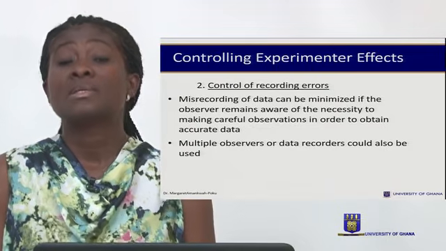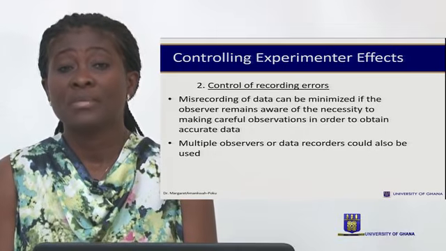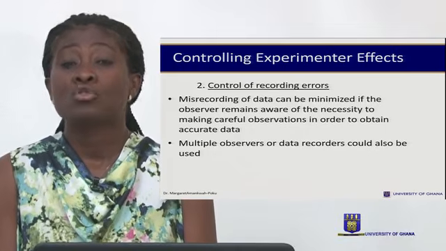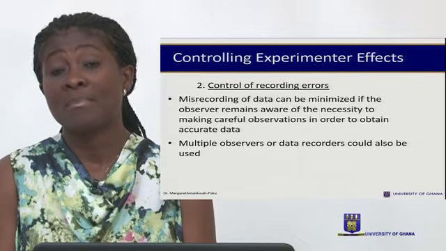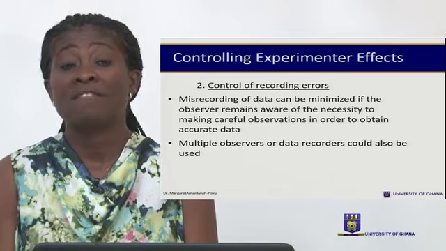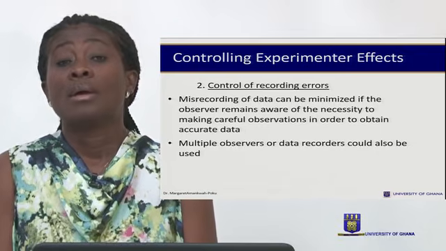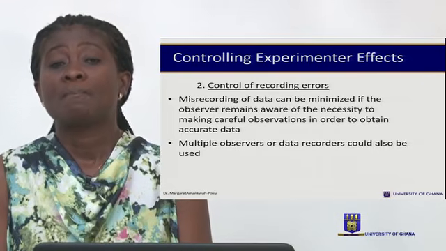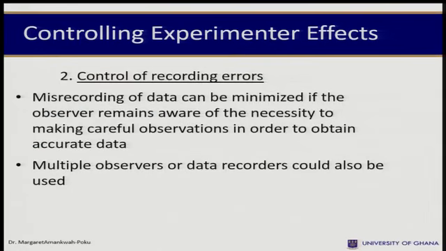Sometimes the recordings that the experimenters make may have errors in them. And of course, if there are errors in the recordings that are made of the dependent variable, it affects the outcome of the study. So in this case, you ensure that the experimenter will make careful observations in order to have accurate data. What you can also do is to have multiple observers.